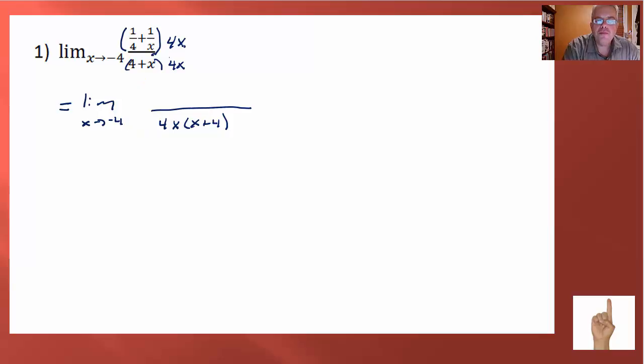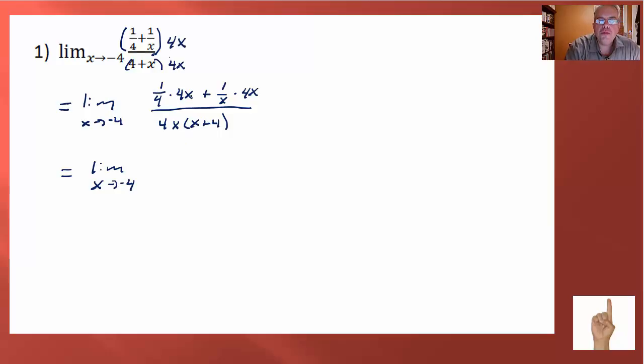All right, now I have to do 4x times 1/4. So I'm going to write out all the steps here. So that's 1/4 times 4x, then plus. When we continue the distributing here, we have 4x times 1 over x. So 1 over x times 4x. So we're multiplying by a common denominator, and we have to distribute it. Now, let's keep going. We still have the limit, so I need to keep writing that until I actually evaluate it. Limit as x approaches -4.